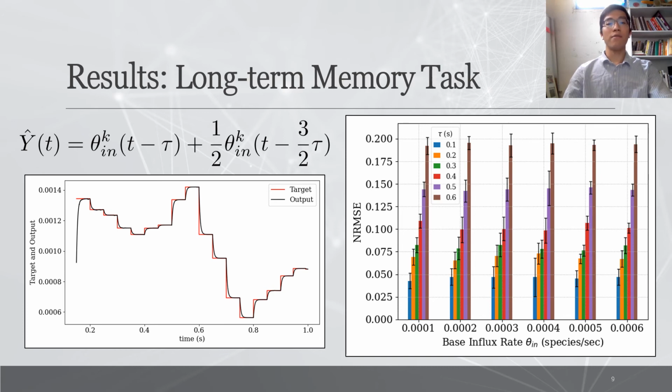The left-hand plot shows the output and the target, and the right-hand plot shows the normalized root mean square error for 10 experiments. Similar to the short-term memory task, we're interested in seeing the effect of the input hold time tau and the base influx rate. And similarly, the base influx rate doesn't have a lot of effect, whereas a smaller input hold time tau is more favorable for better performance.